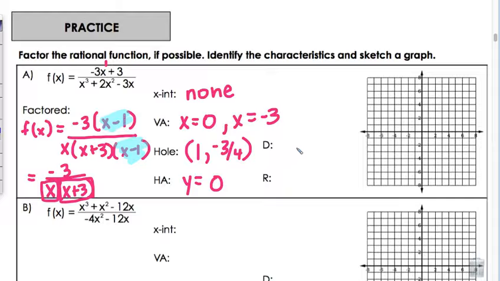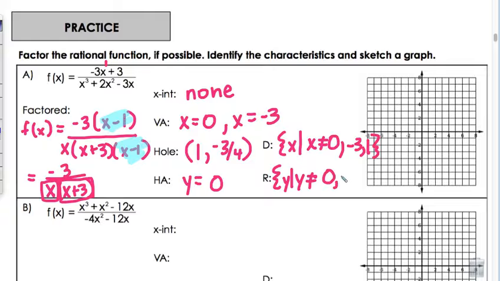Okay, and my domain, x is all real numbers, except x cannot be 0, and it cannot be -3, looking at our vertical asymptotes, and it cannot be 1 for my hole. And the range, y is all real numbers, except it cannot be 0 for the horizontal asymptote, and it can't be that y value of the hole.